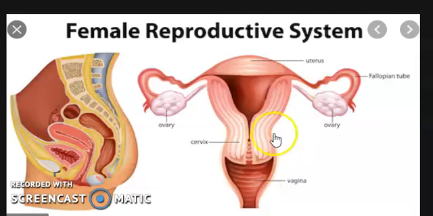The ovarian ligaments attach the ovary to the uterus. The ovary produces five hormones: estrogen, progesterone, relaxin, activin and inhibin.